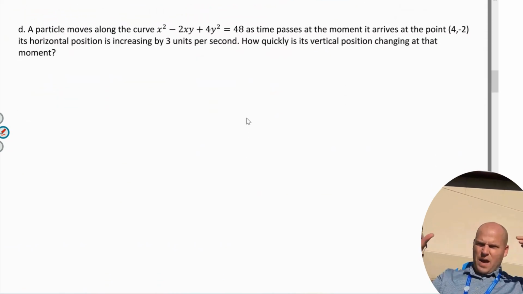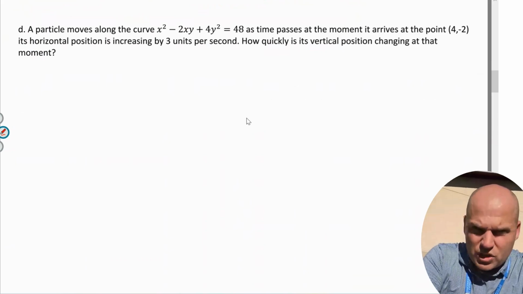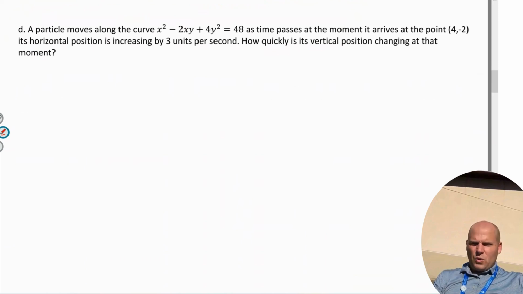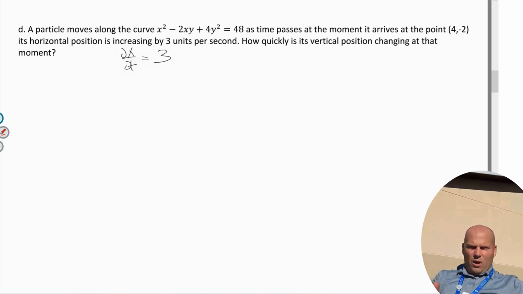All right, now we have a dot moving along the curve. When it arrives at the point 4, -2, its horizontal position is increasing by 3 units per second. How quickly is vertical position changing at that moment? Great question where we now incorporate time. So we have a point 4, -2. We have dx dt is the horizontal position. Since it's increasing, we say it's +3.